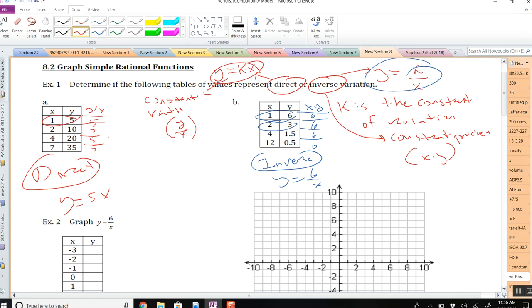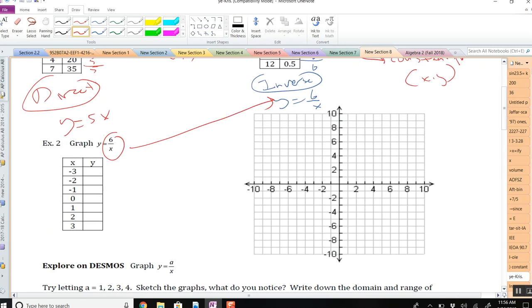Now, if you look at example 2, that's the same thing as what we got from the table for part B of number 1. So this is actually what we call a simple rational function. It's rational because it's a ratio of two expressions, one expression being 6, the other being x.